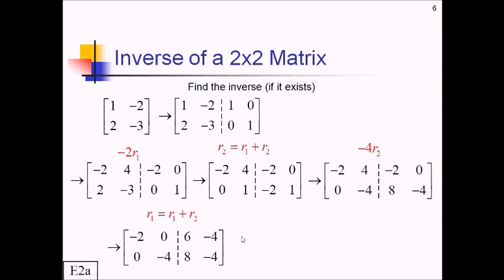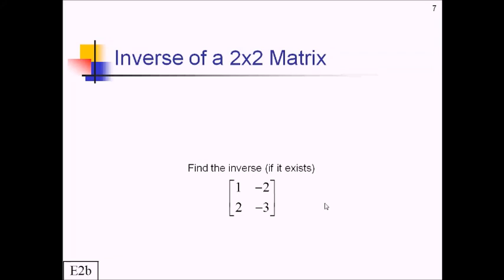Almost there. Let's divide row 1 by negative 2. Divide row 2 by negative 4. So that's going to become 1, 0, negative 3, positive 2. And then 0, 1, negative 2, positive 1. So our identity matrix, or our inverse matrix rather, is negative 3, 2, negative 2, 1.